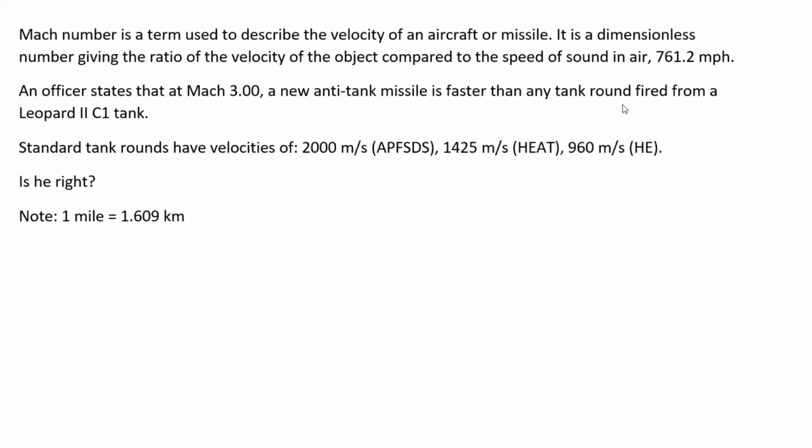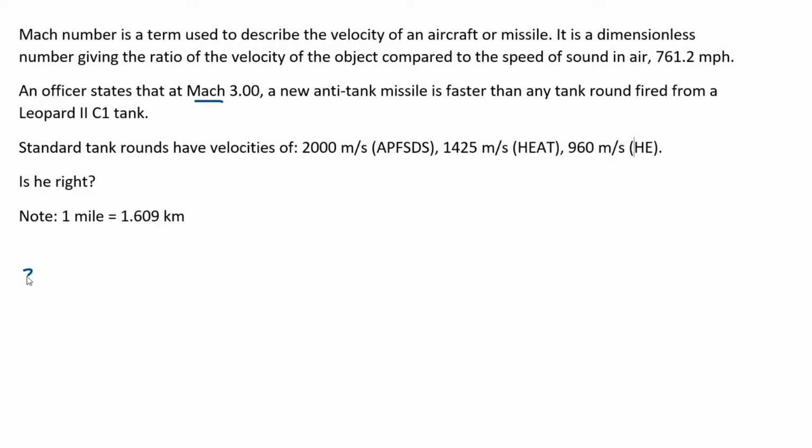Okay, so what we're going to have to do here is compare the speed of the missile, which is now given in Mach number, to these speeds, which are in meters per second. So what we're going to have to do is work backwards from Mach number, which is going to give us through miles per hour into meters per second. So let's just start right there. So how fast does this thing go, at least in miles per hour?